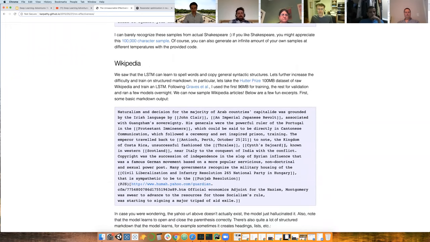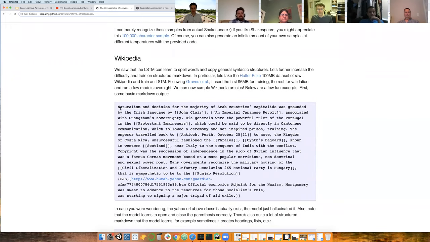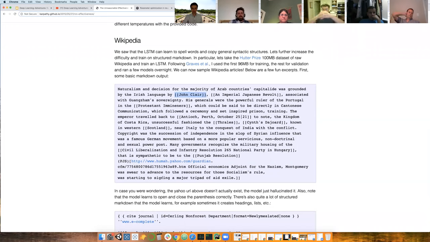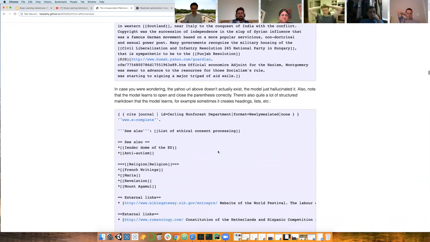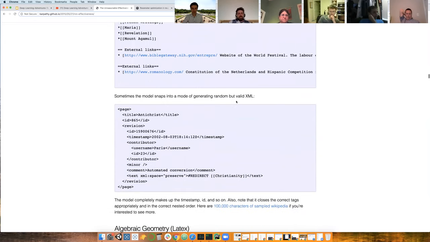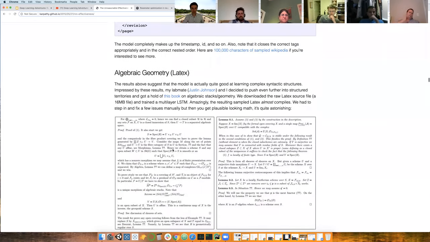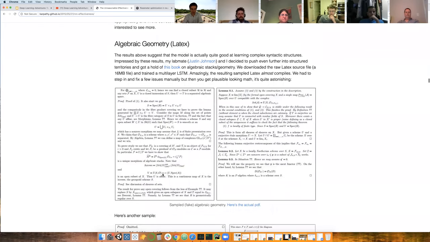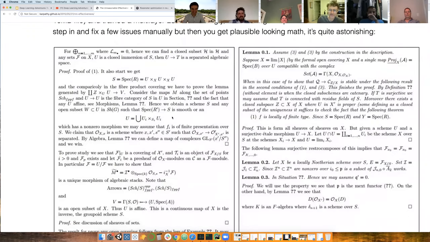Some Wikipedia articles. It was trained on Wikipedia and actually learned how to create links, punctuation, or links to other websites. That was interesting. Or even XML. Another one was on algebraic geometry. This is actually generated from an RNN. So if you read it, you might say, actually, what?